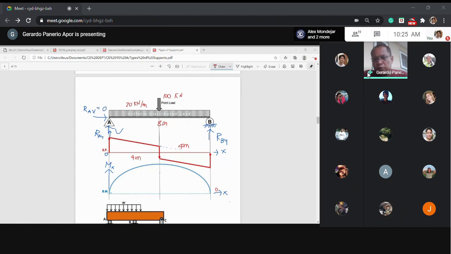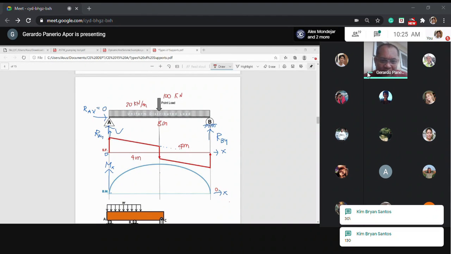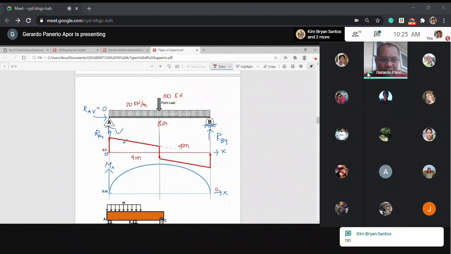Now, if the 260 is the reaction going up, what is the value of RA and what is the value of R sub B? 130, sir. 130 and 130, correct. Okay, so let us go there and determine. So this one is going up there. This should be an arrow there.